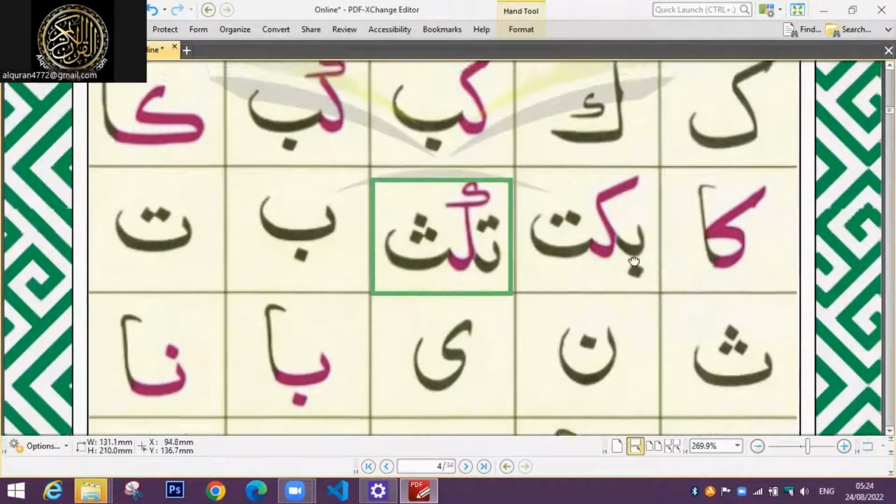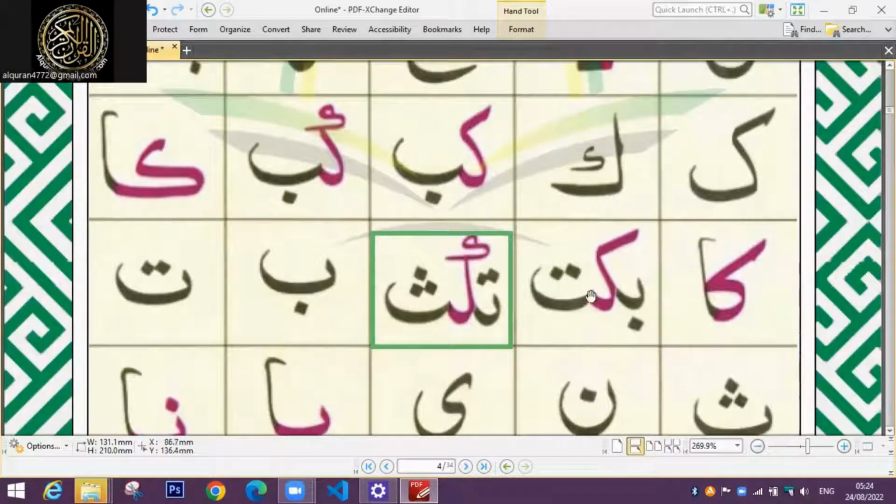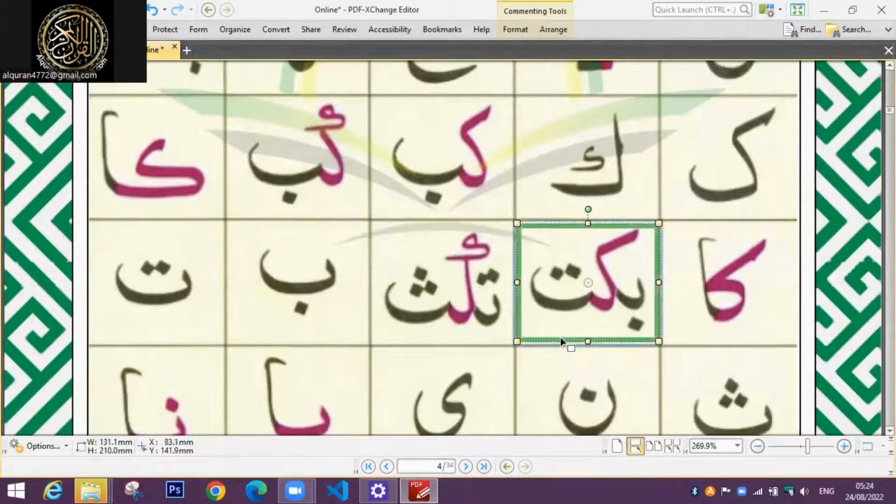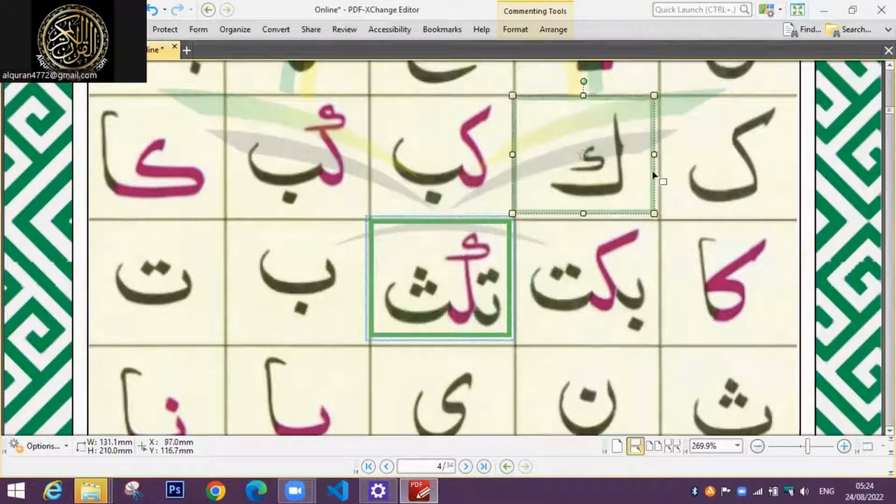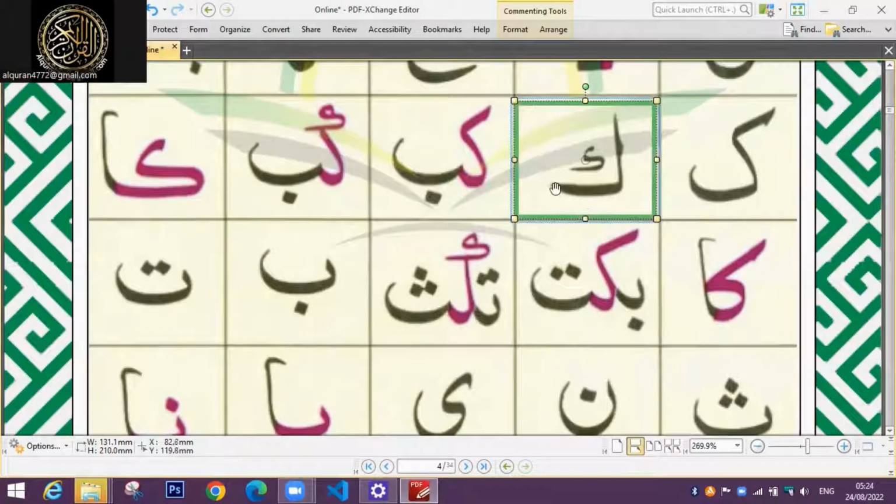So same here. Now the Kaf letter is used in the middle shape. The first one is the beginning, but it's in the middle shape. So Ta Kaf Sa. Ta Kaf Sa. In the Holy Quran, this shape of the Kaf letter is mostly used in the middle, and mostly at the end.